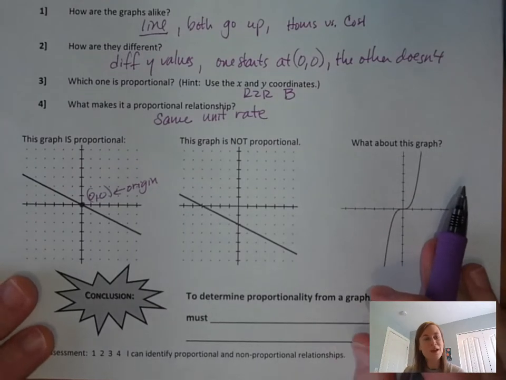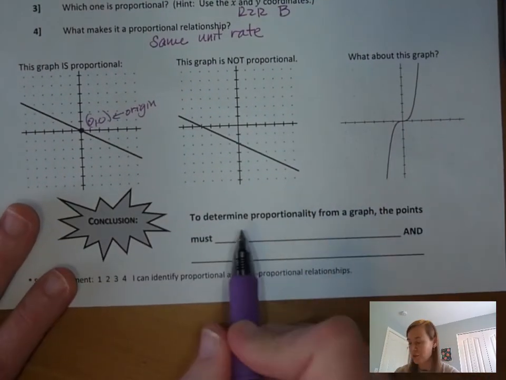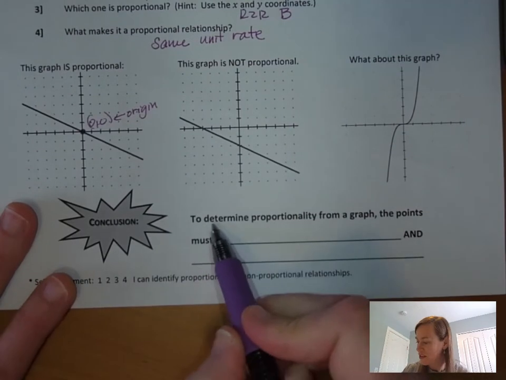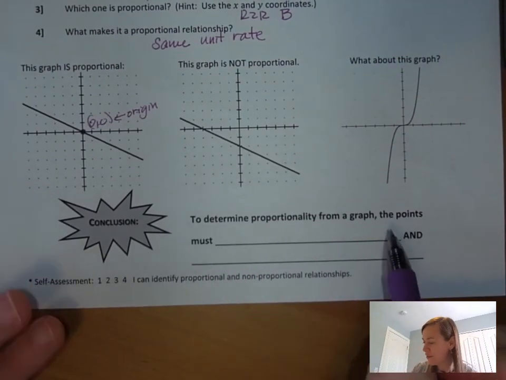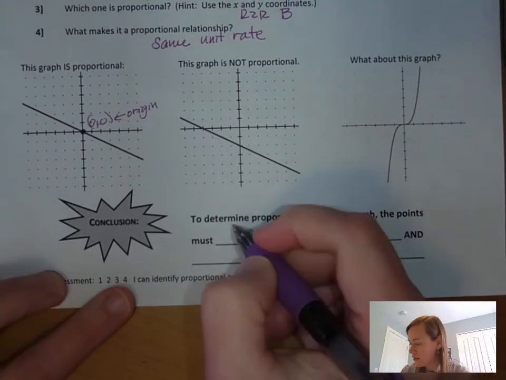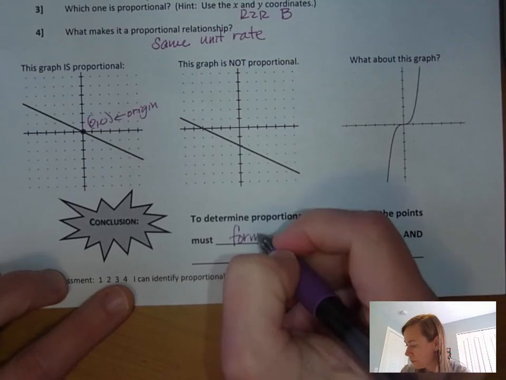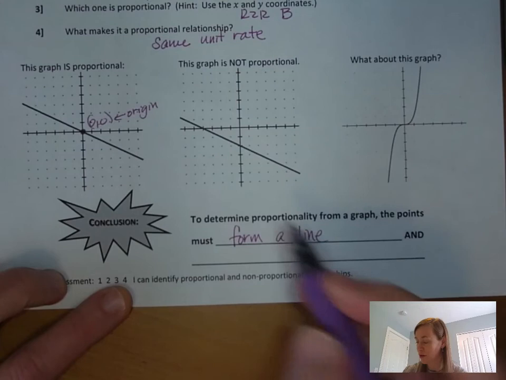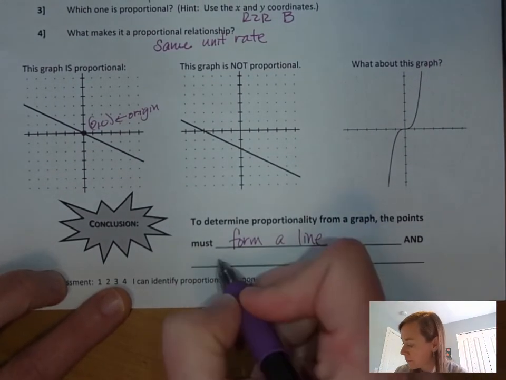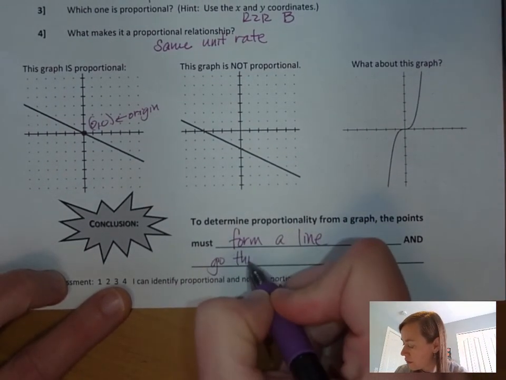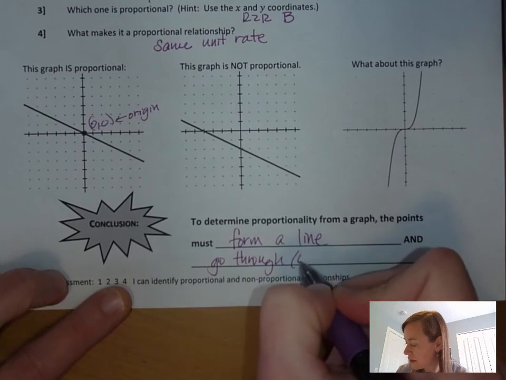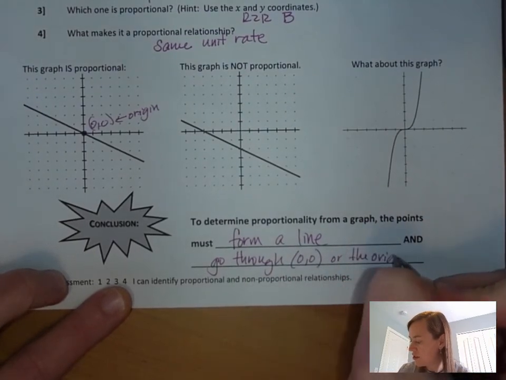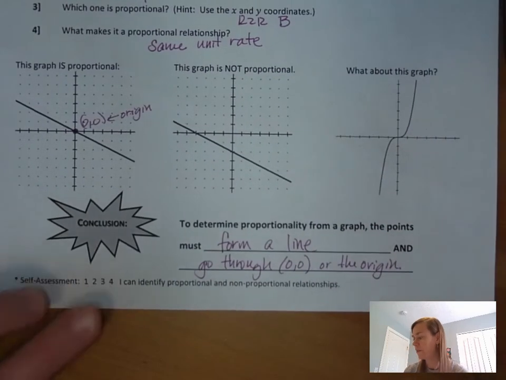So let's make our rules. To determine proportionality from a graph, down here in the conclusion section, right? To determine proportionality from a graph, the points must form a line, and they also must go through 0, 0, or the origin. They're the same thing, just two different names for the same thing.